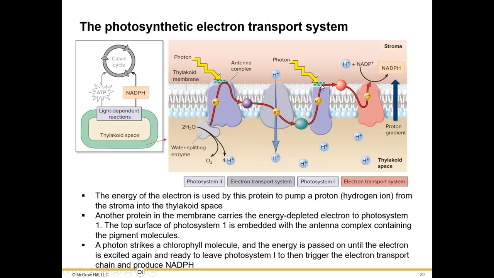Once that excited electron leaves photosystem 1, that is what's going to trigger the electron transport chain and produce NADPH. So now we have this provided electron, which has made it possible for our hydrogen ion to combine with NADP+, and now we have NADPH.